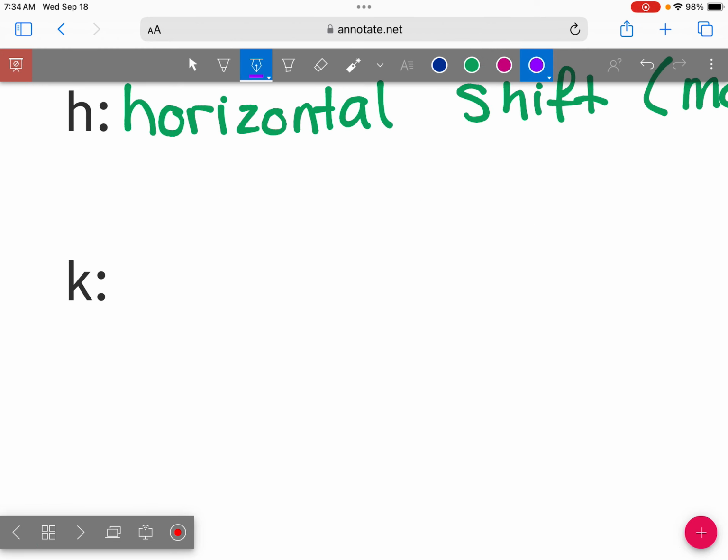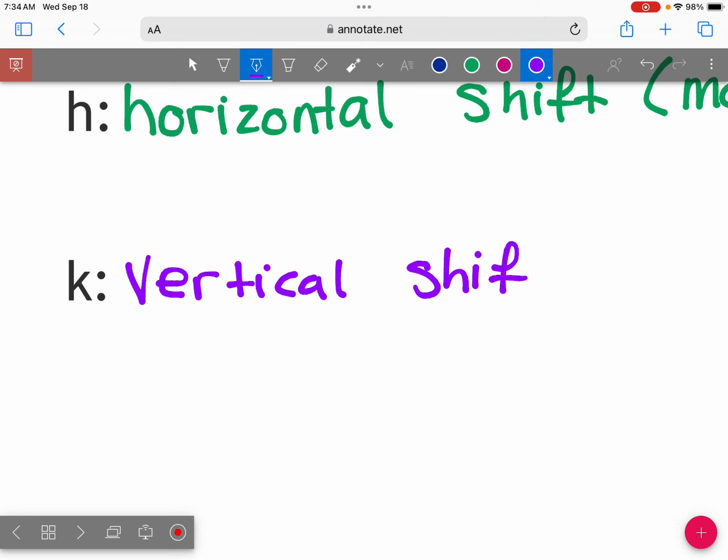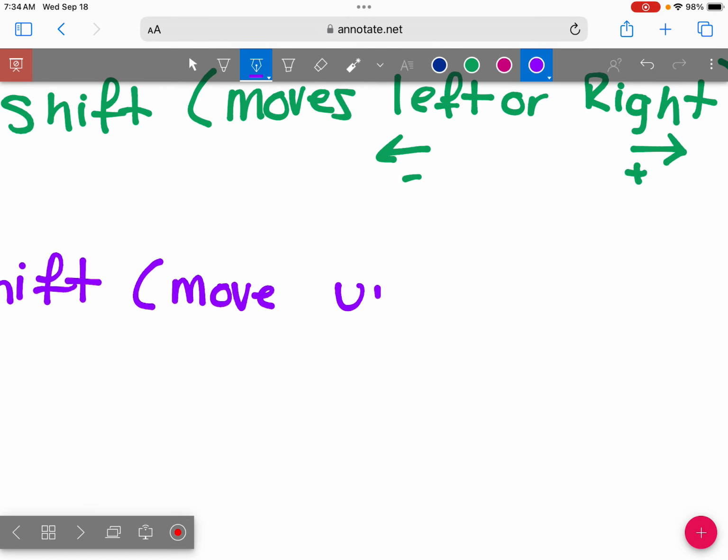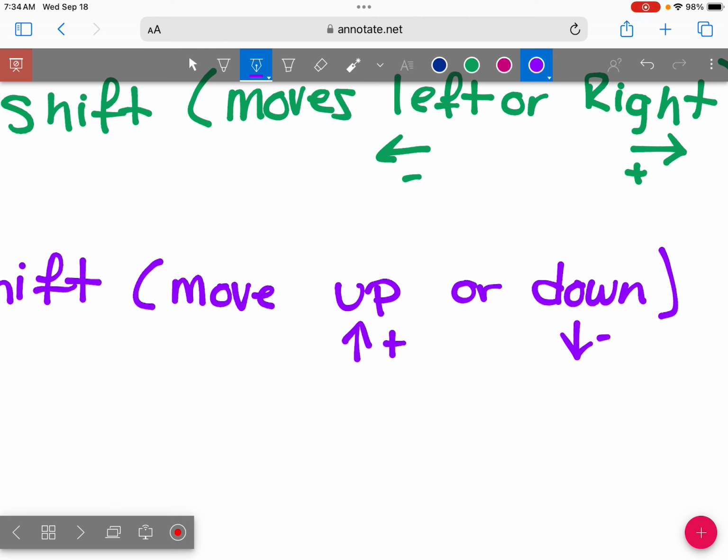Then we're going to have k. You can either think of k as a kangaroo. I feel like they travel a little too much. Or you can think of it as a kite. It goes up and down. K is a vertical shift, is the technical name for it. So it will move up or down. And again, we move up if it's positive, down if it's negative.